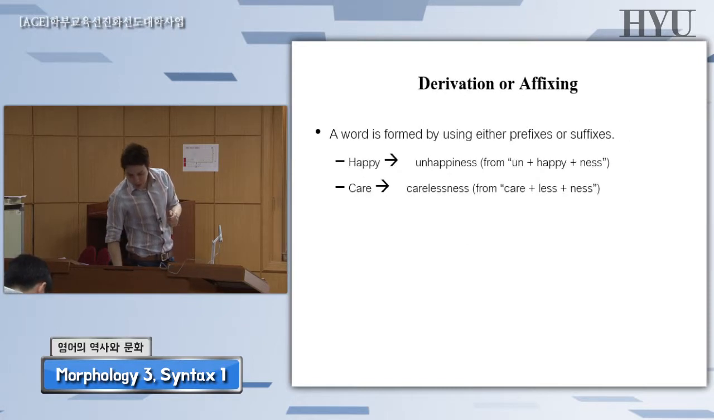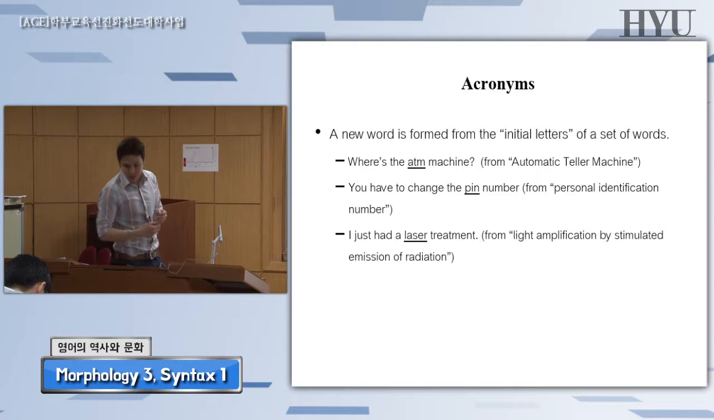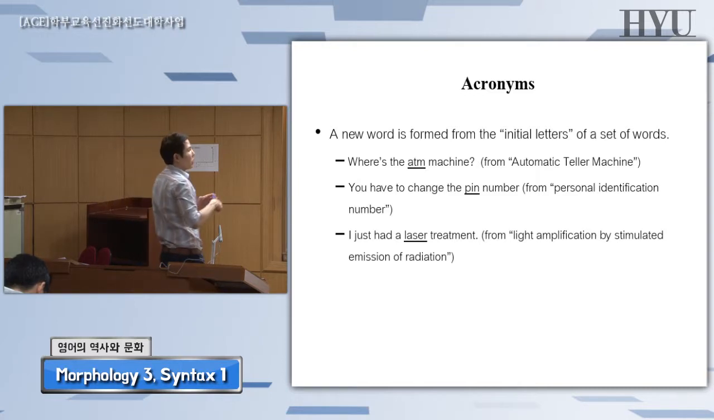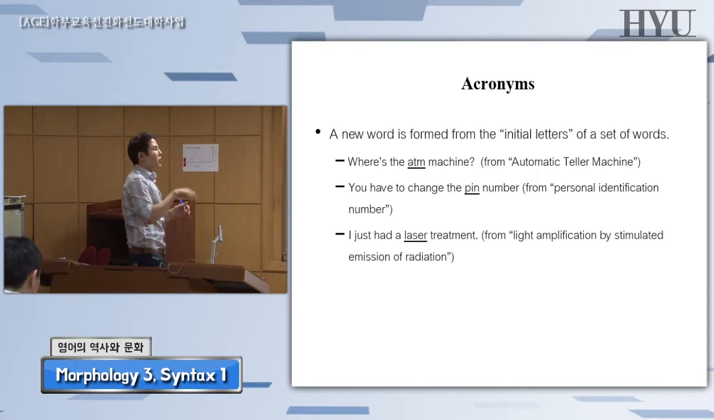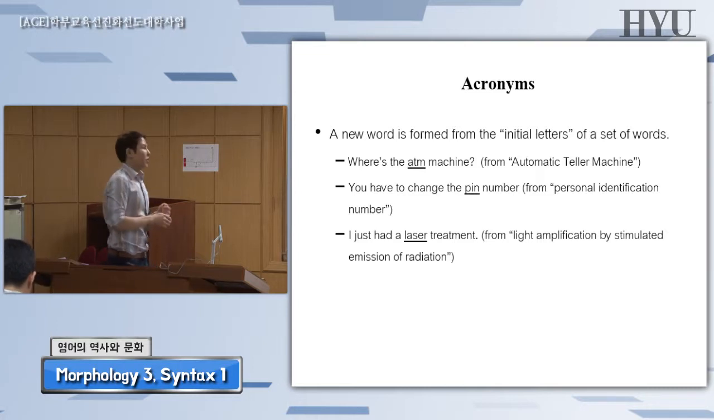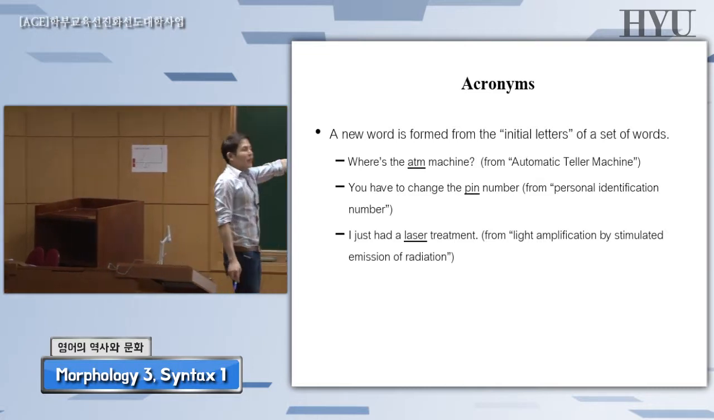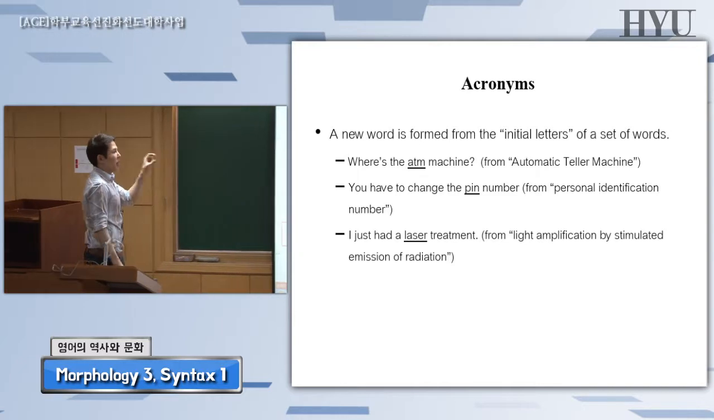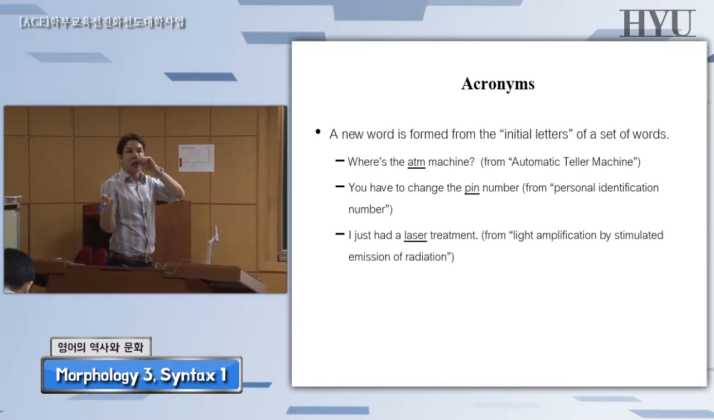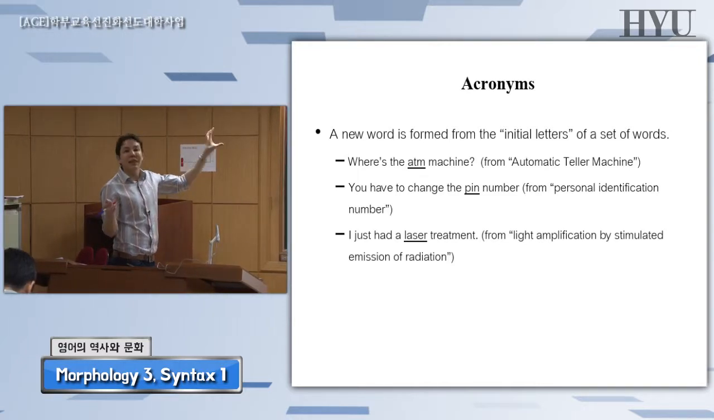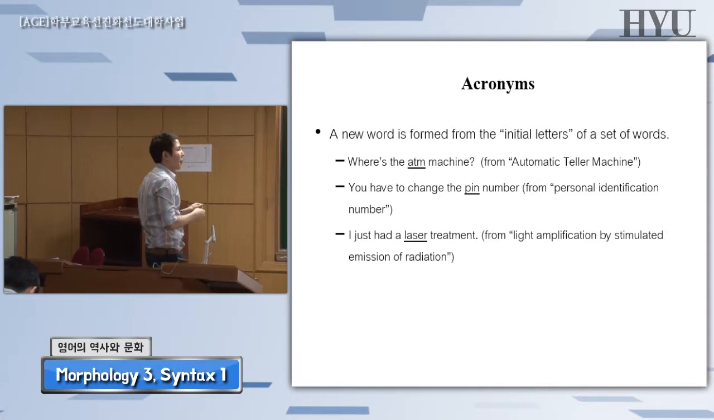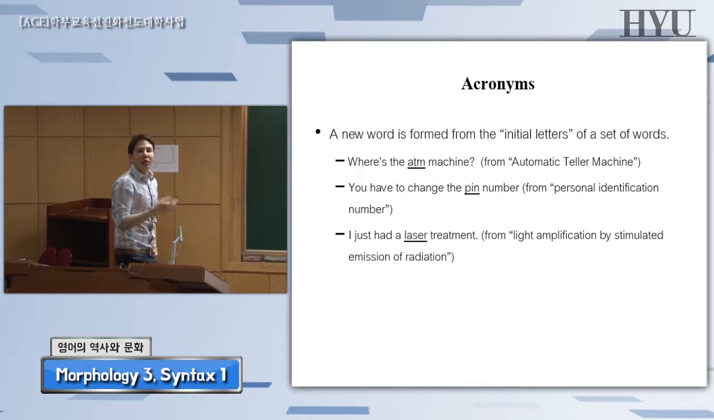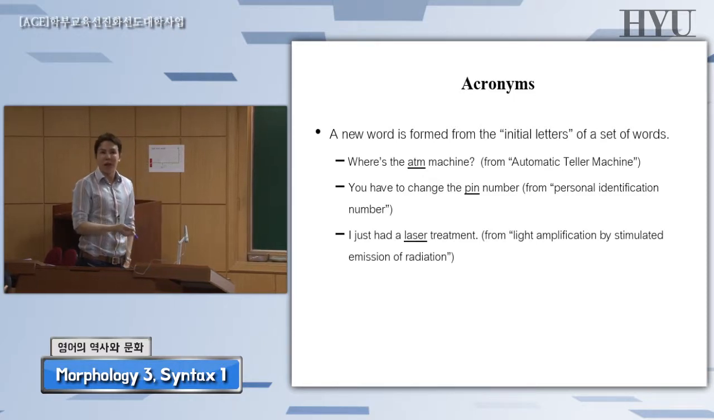And coming along to acronym. Acronym is when you coin a new word by using just the initial letters, okay? For example, where's the ATM machine? ATM comes from automatic teller machine, like that. So the word ATM is a new word, right? But we got it from the initials of automatic teller machine, like that. Or the PIN number, personal identification number, from that, okay?